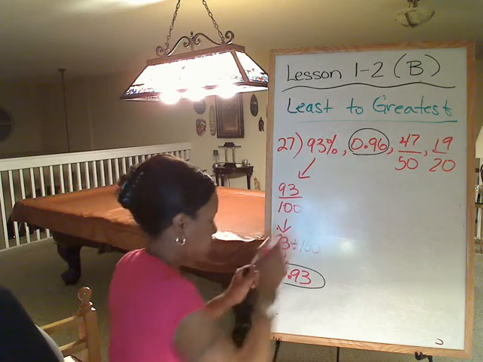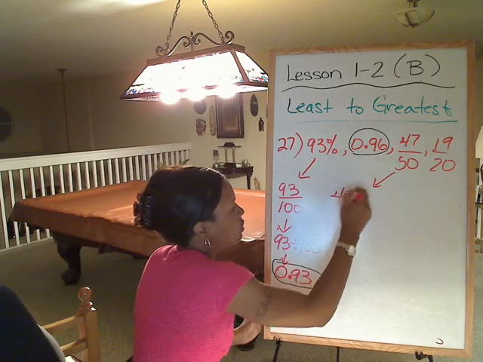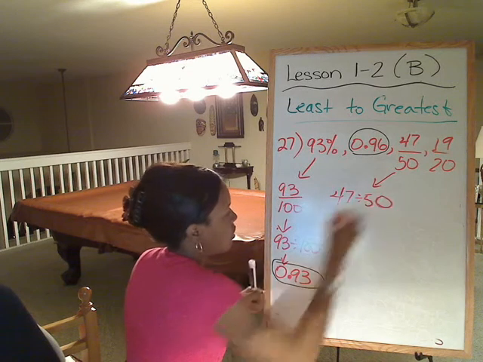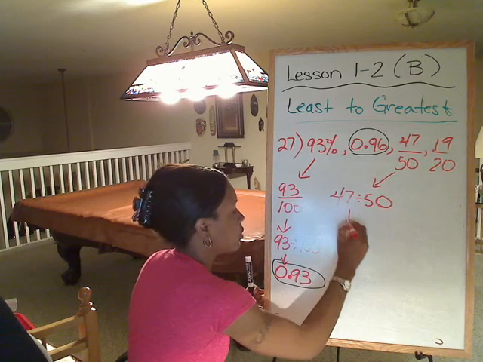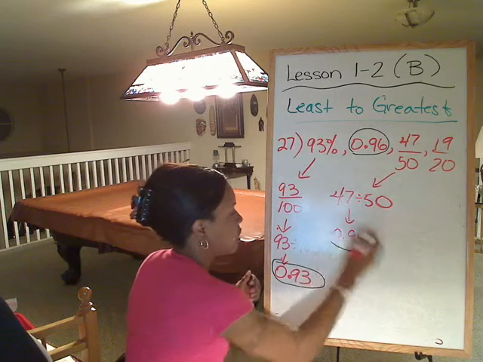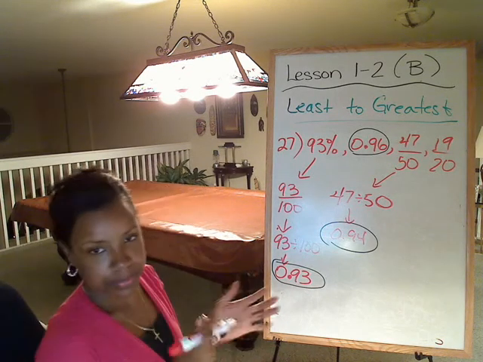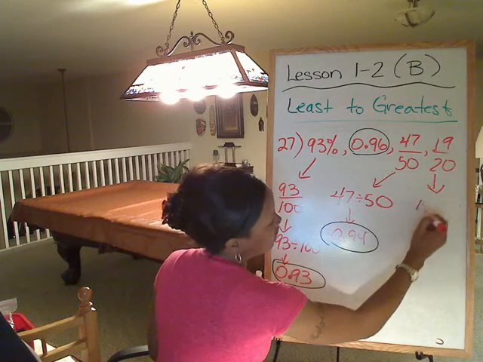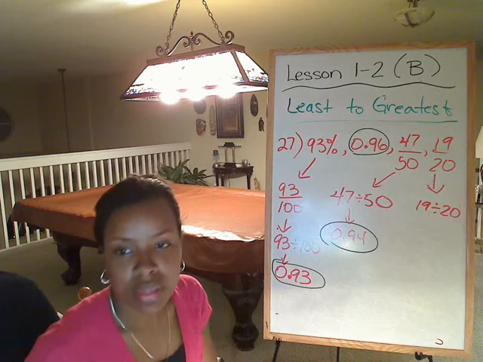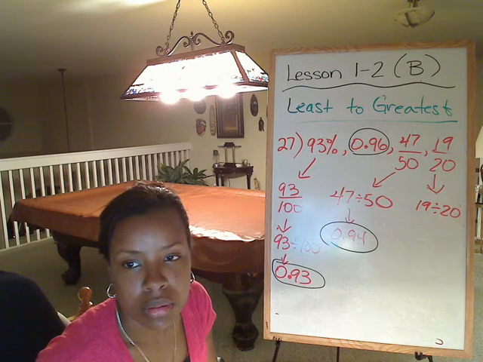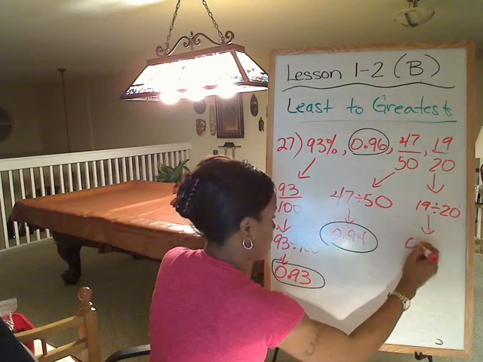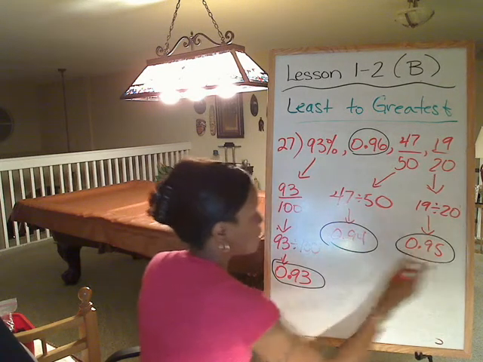This is already a decimal, 0.96. 47 over 50, we're just going to divide 47 divided by 50. And I'm not sure what we get. Let's see, 47 divided by 50, 0.94. So that's another decimal. And then the last one, 19 over 20. We're going to divide 19 divided by 20. And we get 0.95.